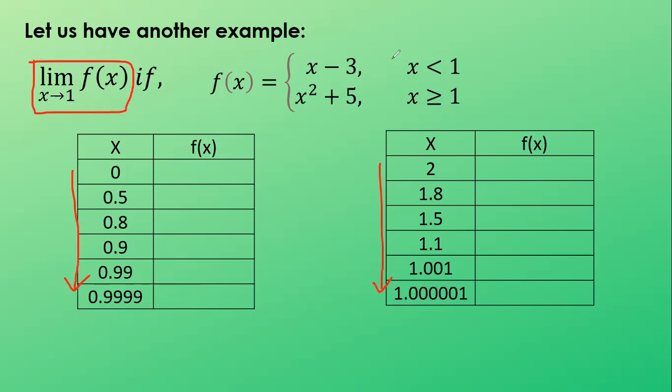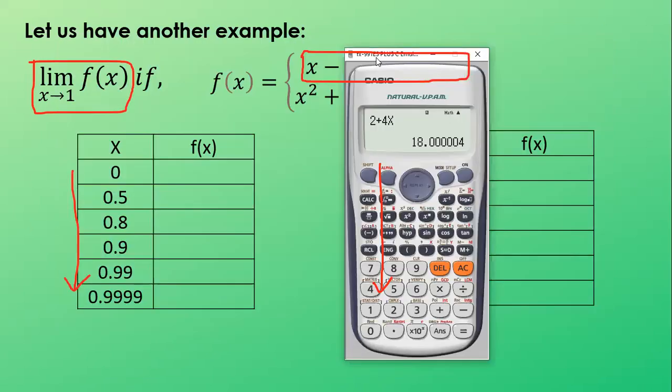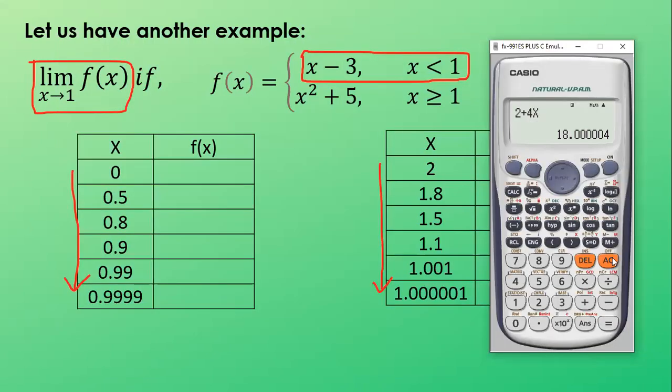Compute ulit tayo. For the first table, we are going to use the first expression. Why? Because these values for x are less than 1. And for the second table, we are going to use the second expression because these values are greater than 1. Okay, so let's start. x minus 3 muna.